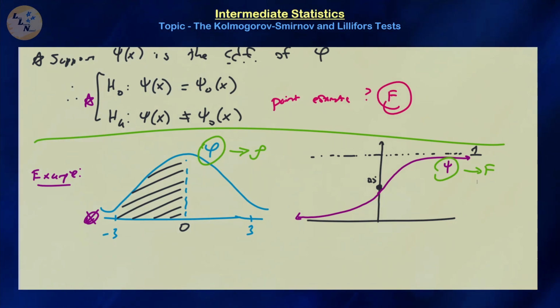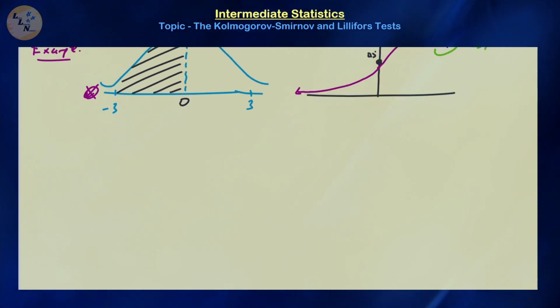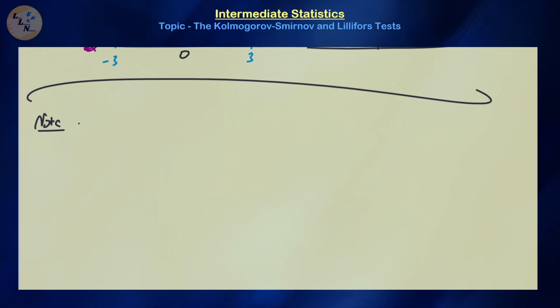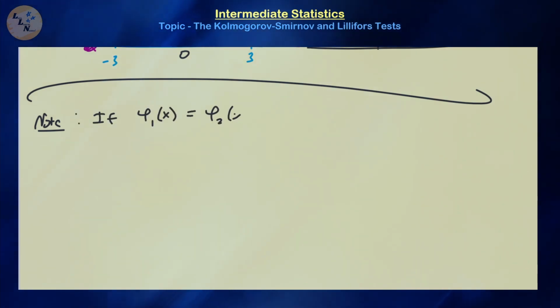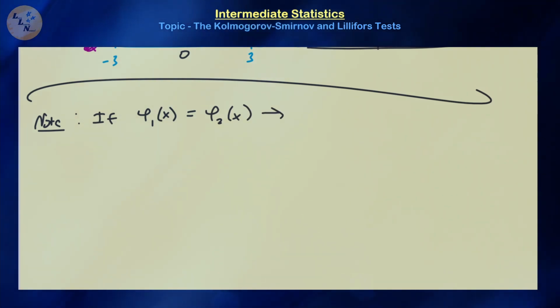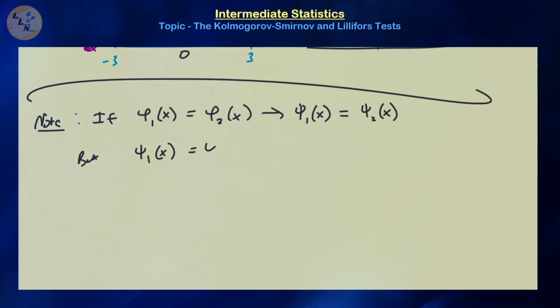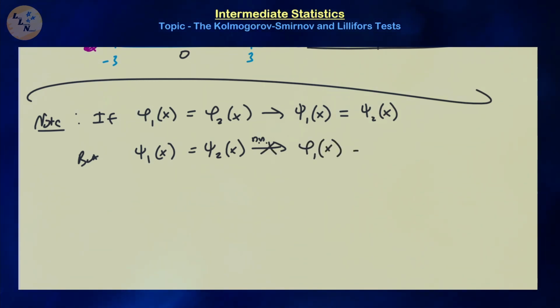Now, before we get into the Kolmogorov-Smirnov test and how to execute it, I just want to make one thing very, very clear in case you are not already aware of it. If phi1 of x is equal to phi2 of x, this can be proven to show that the cumulative density function of 1 is actually equal to the cumulative density function for 2. But if the cumulative density function of 1 is equal to the cumulative density function of 2, this does not necessarily imply that the density function of 1 is equal to the density function of 2.